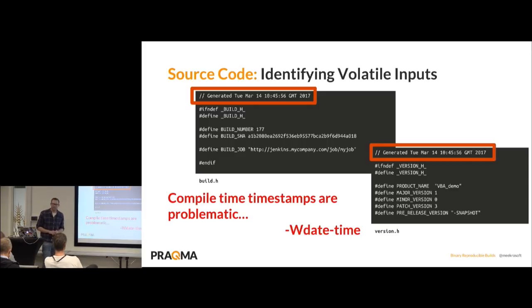Compile time timestamps are problematic. So if you use __TIME__ or __DATE__, any of these macros that will provide you something like this, they're problematic. Now with GCC, you can set it to create a warning if those macros are used. So that's a good way to make sure that that doesn't sneak into your code in the future.